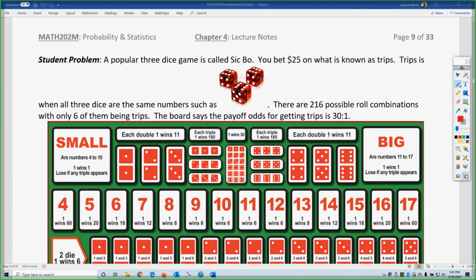Alright, Sic Bo is a very popular 3-dice game. You roll 3 dice, and you get many, many different combinations, and the board down below dictates the many different types of possibilities of what you could bet on.